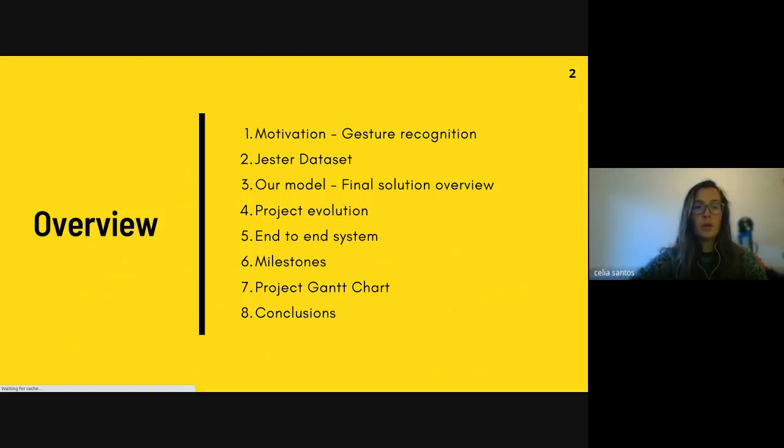Next, we will show you our end-to-end system, which integrates all the parts developed during the project and allows the real interaction between the neural network and the device control with the gestures. Afterwards, we will do a little recap on the main goals we set at the beginning of the project, how far we have arrived, and the work pipeline with the Gantt chart. To finish the presentation, we emphasize the conclusions and next steps.